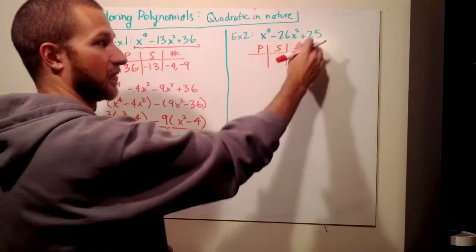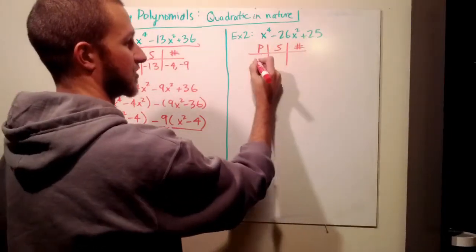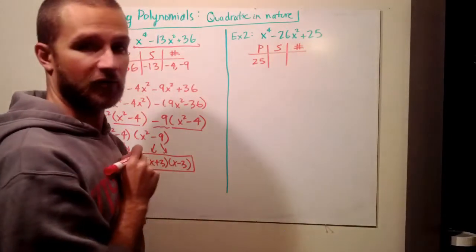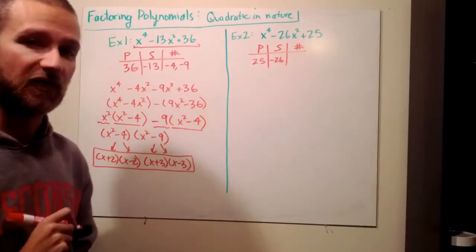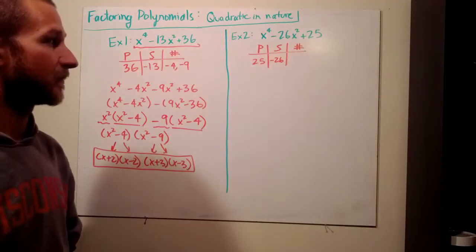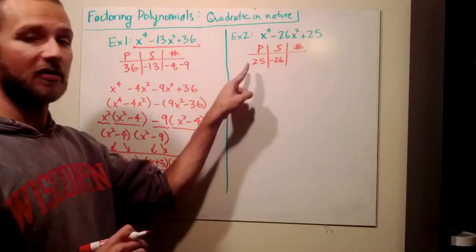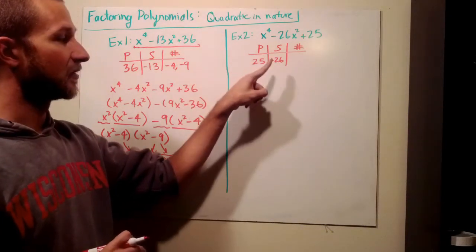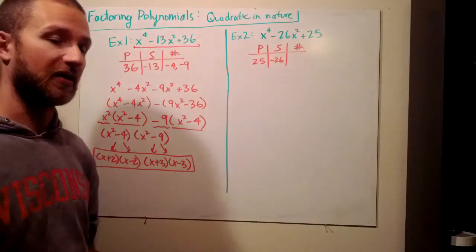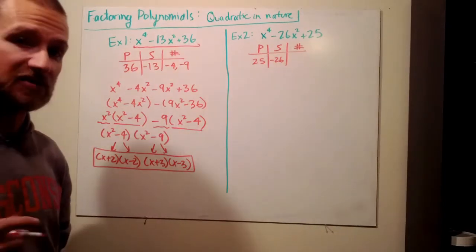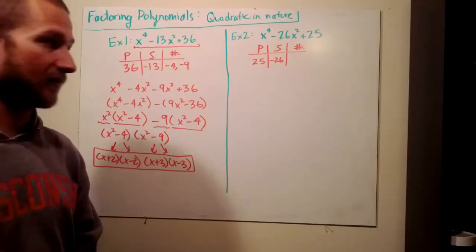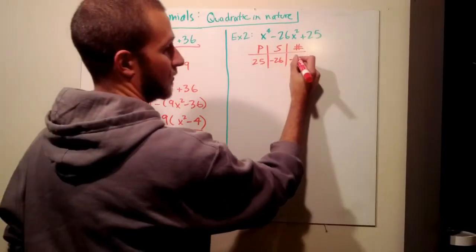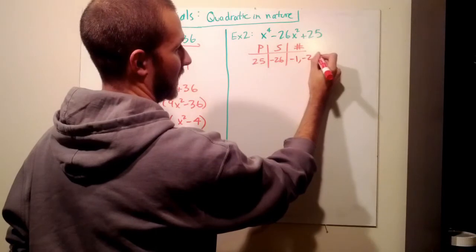The product should be 1 times 25, which is 25. Their sum should be the middle term, negative 26. So thinking of numbers that could satisfy that, I know if I multiply them together positive and I add them together negative, they must both be negative. And negative 1 times negative 25 would be 25. Negative 1 plus negative 25 would be negative 26. So negative 1 and negative 25.